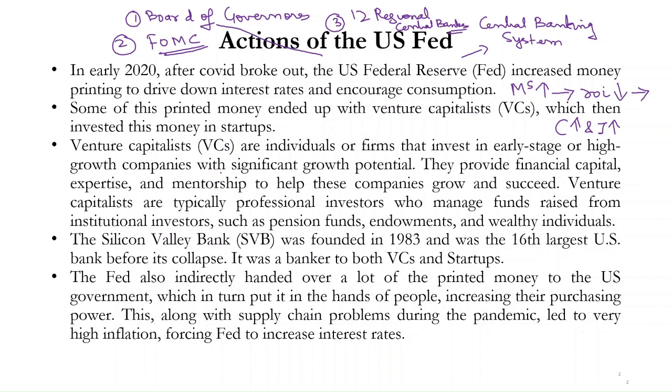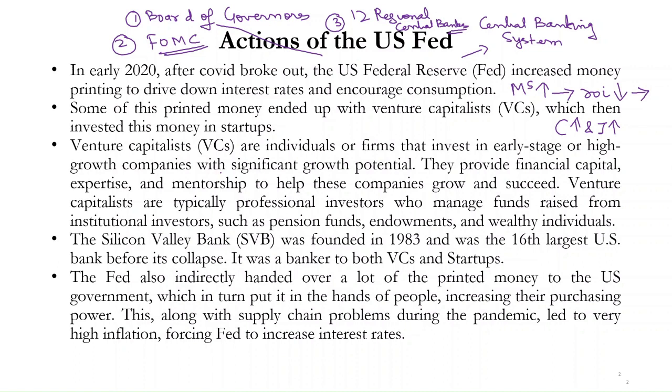Okay, now coming to the Silicon Valley Bank. Silicon Valley Bank was founded in 1983 and it was the 16th largest US bank before its collapse. It collapsed in March 2023, three months back. Now it was a banker to both venture capitalists and startups. A lot of venture capitalists and startups used to park their funds in the Silicon Valley Bank.